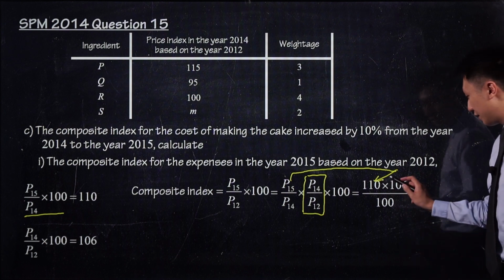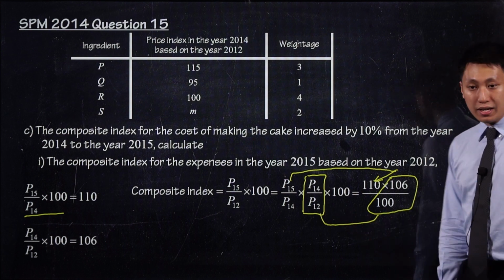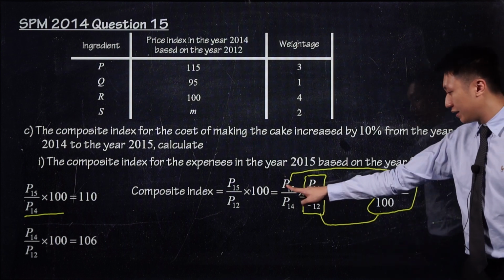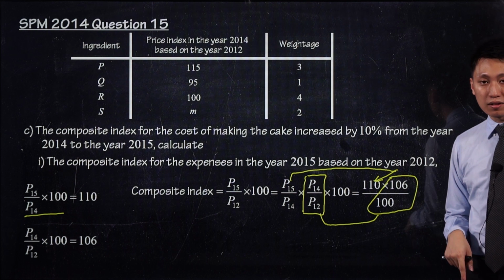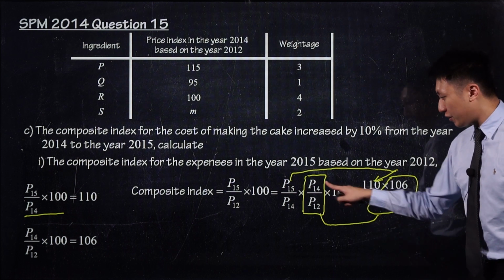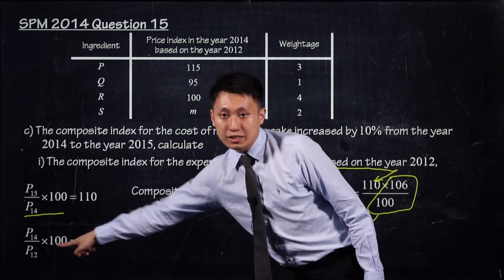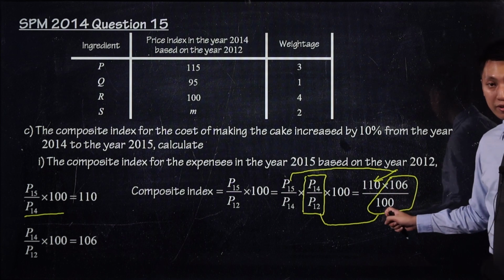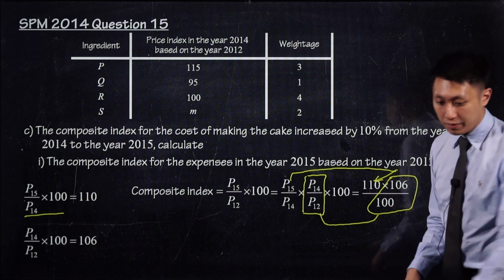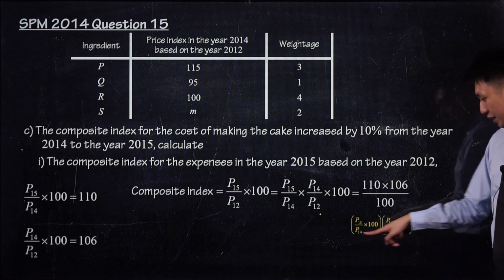Okay, then this part is this part. Okay, correct? So we just compare this one to this one. Make sense or not? Makes sense, right? Then P14 divided by P12 is this one. 106 divided by 100. So you get this one. Okay, no problem. Okay, then next we just have to write down.